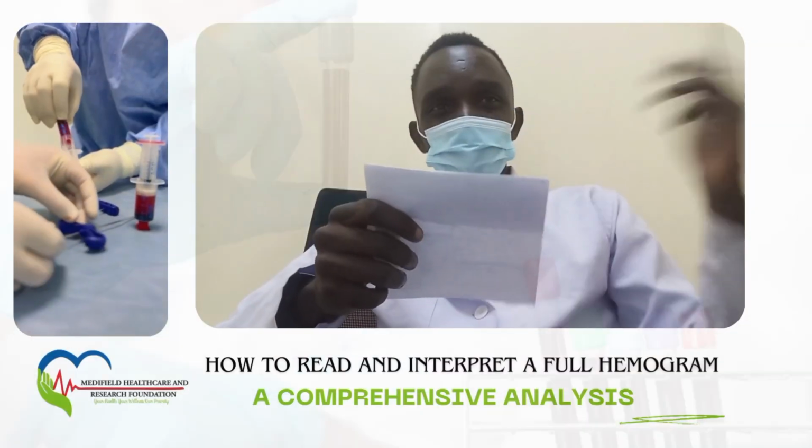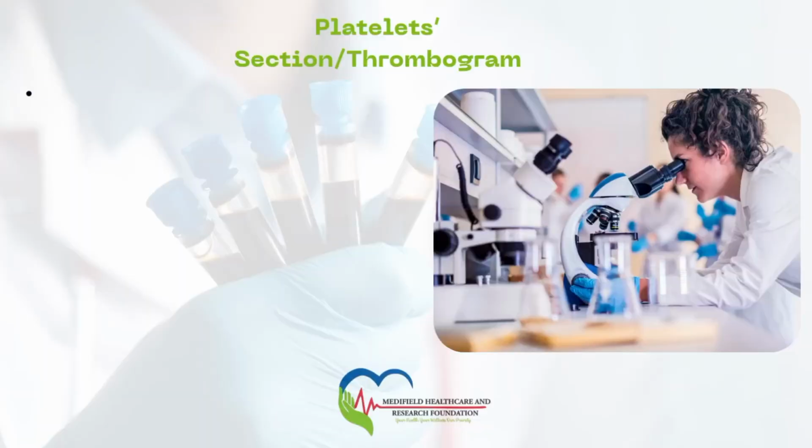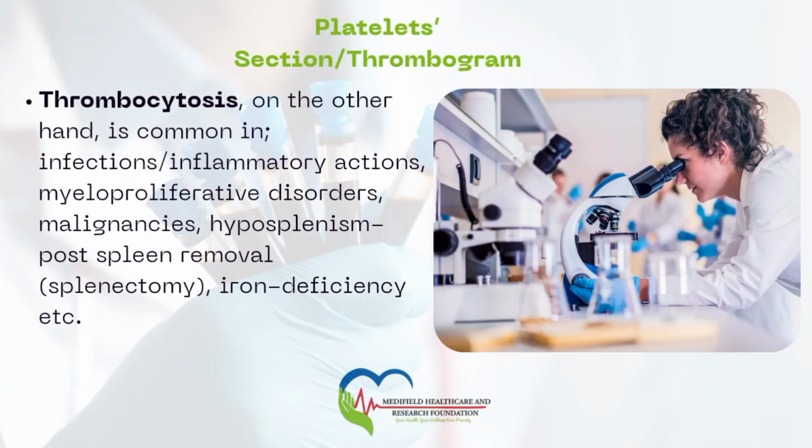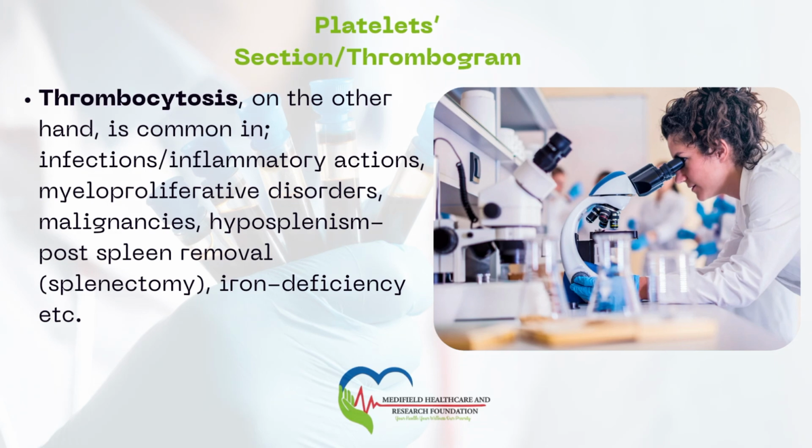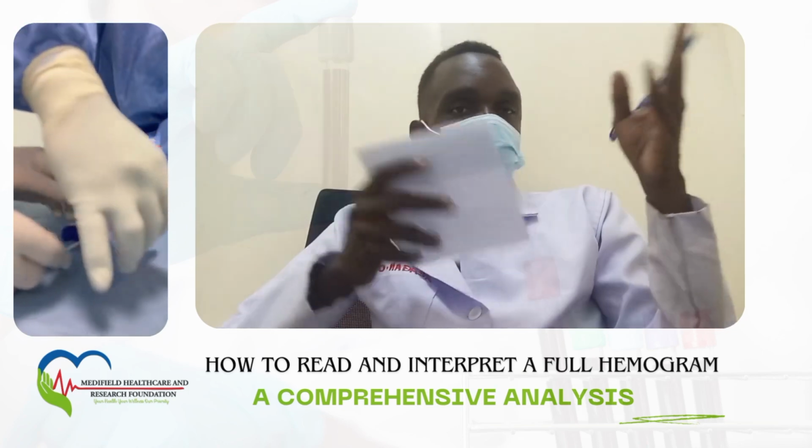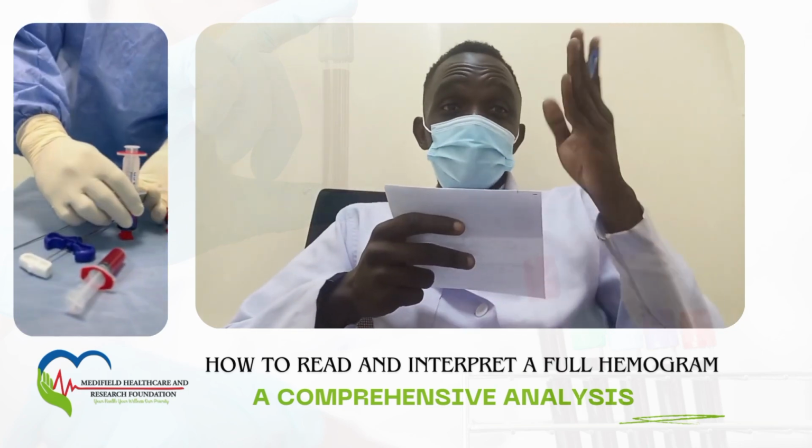Of course, high platelet count is called thrombocytosis, and it's common in infections, inflammatory reactions, myeloproliferative disorders, malignancies, hyposplenism. Of course, when the spleen is not there, the spleen functions to destroy the blood cells. If it's not there, it means that platelet destruction will be interfered with. So hyposplenism leads to high platelet count, and that could lead to thrombocytosis.